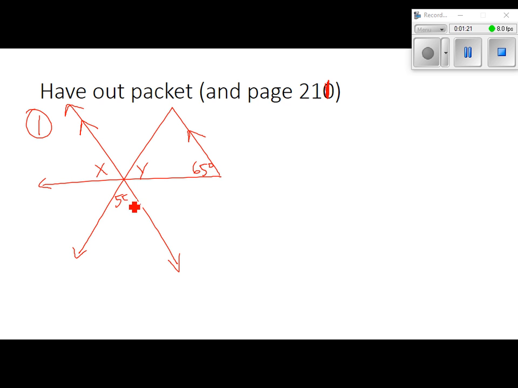55 is there. Just look at this picture. What else do we know? So if that's 55, what's this angle? 55. Let's put it in there. Don't know if that'll help us or not, but we'll put it in there anyway. That's basically all we can say from that, right?